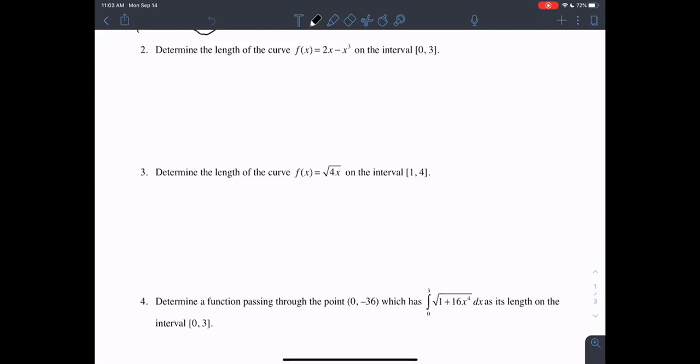Okay, so give me a yay in chat when you think you have number 2, and then a yes when you think you have number 4.